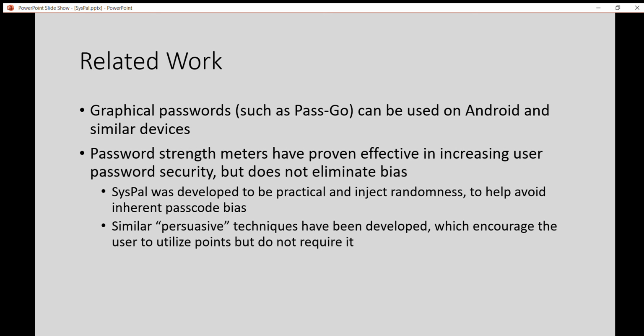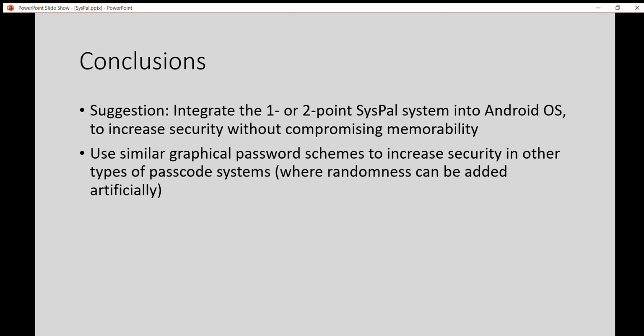A little bit about related work. There are graphical passwords such as Passcode that can be used on Android and similar devices. Additionally, password strength meters have been shown to be successful in increasing user password strength. SysPal is similar to graphical passwords and similar persuasive techniques that have been developed where users are suggested to use points, but it does require users to use these points, which makes it a bit more secure.